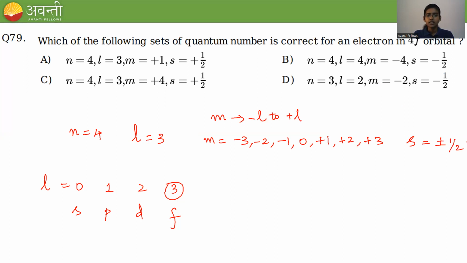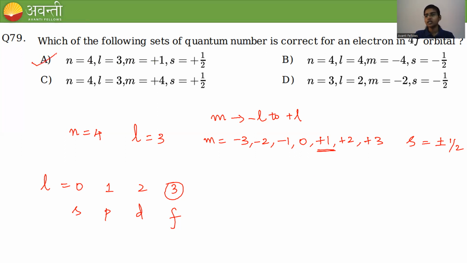So check with option A. If n is equal to 4, l is equal to 3, and +1 is the m value given here. So +1 is present in the magnetic quantum number, and s value is +1/2. So everything is there. So option A is the correct answer.